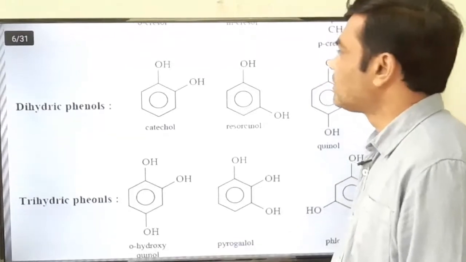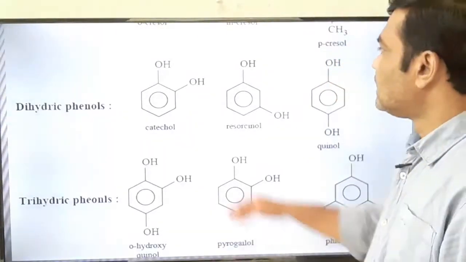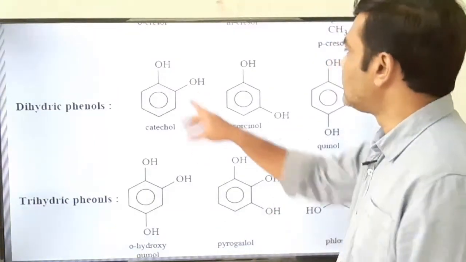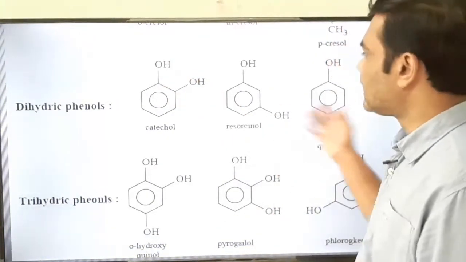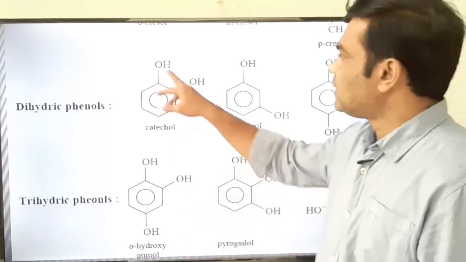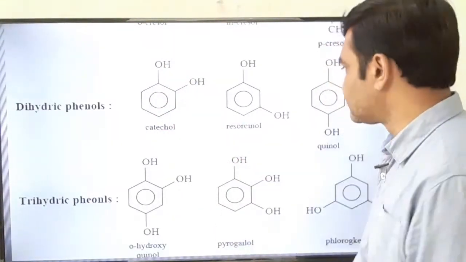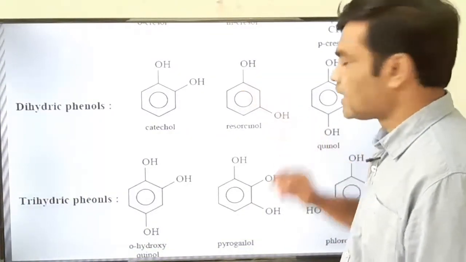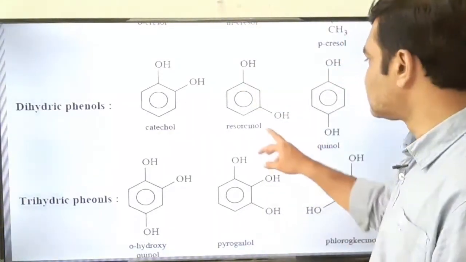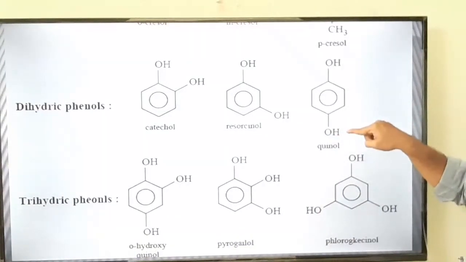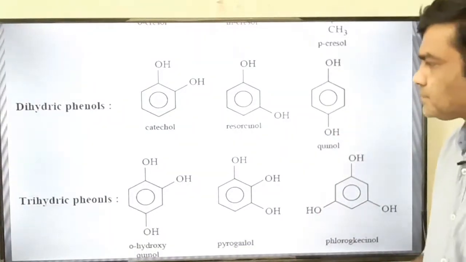Similarly, dihydric phenols, obviously di means two, having two OH groups. Here two OH groups are there, so it is a dihydric phenol. If two OH groups are at ortho position to each other, it is called catechol. This is the example. If two OH groups are at meta position to each other, it is resorcinol. And here the two OH groups are at para position, so it is quinol.